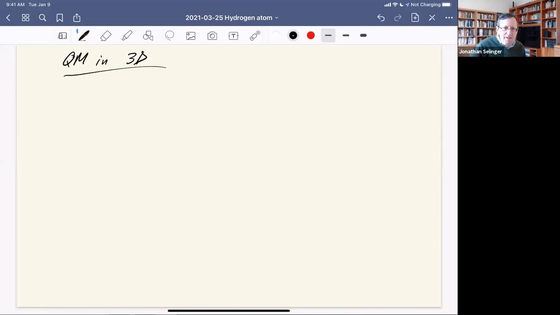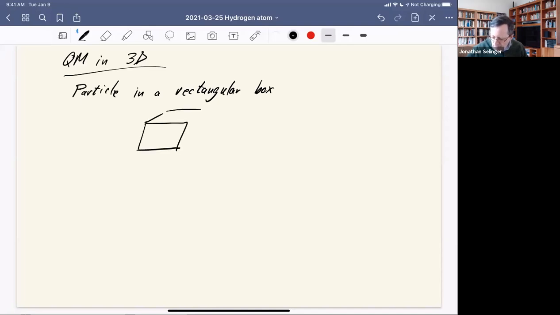So you recall, we've been talking about quantum mechanics in three dimensions, right? And so we've done a couple of three-dimensional problems. One of them is a particle in a rectangular box. So we had a box that's shaped like an ordinary shipping box, like this, and we had a potential energy that's easily expressed in Cartesian coordinates, as a potential that is zero inside the box and infinity outside the box.